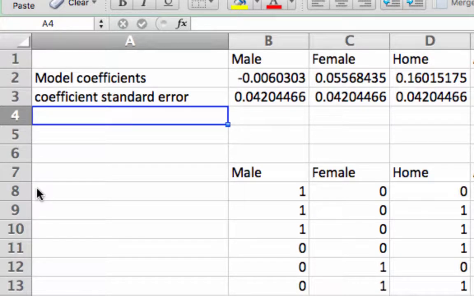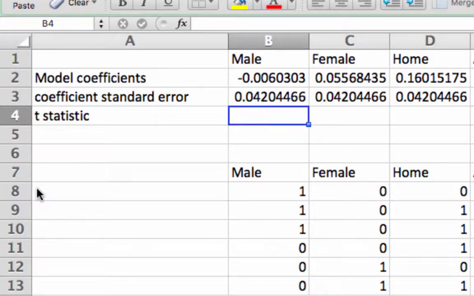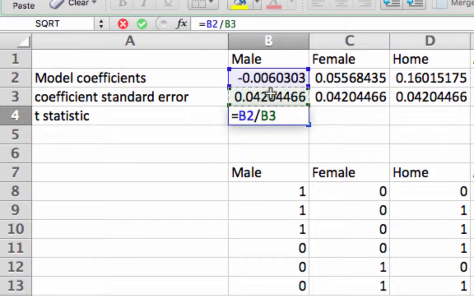All right, this might get interesting for you. Remember when we talked about conversion marketing and we did a t-test? Well, now we're going to compute that t-statistic again, but we're computing it in a different way. So we're going to label this row t-statistic. And to get that t-statistic here, all we're going to do is take the absolute value of B2 over B3. So B2 divided by B3.